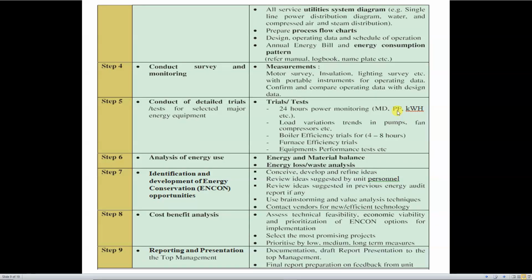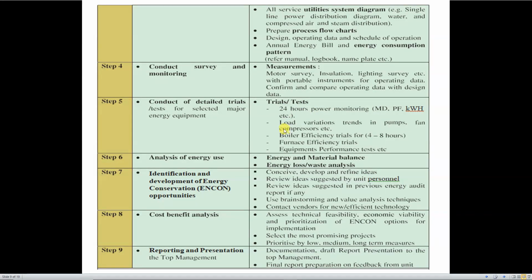Okay, if it is less than 0.9, then the penalty will be there. If it is more than 1, then also penalty will be there. It should be kept from 0.9 to 1. Okay, and then kilowatt hour rating, etc. So this test is to be conducted.